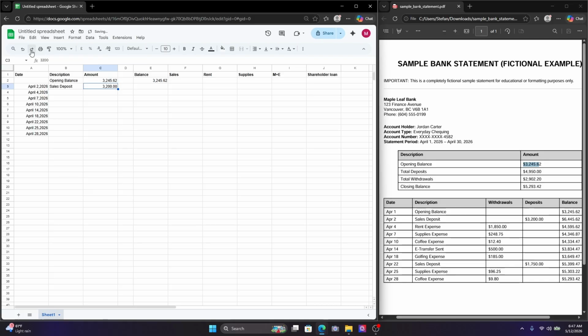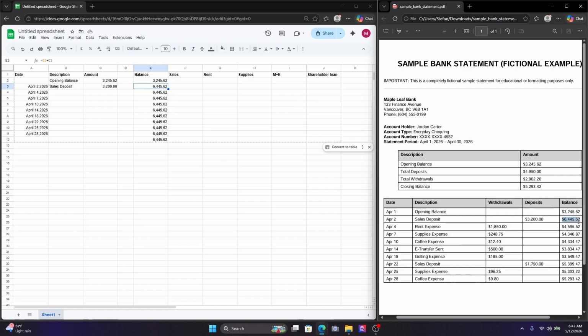Now what you do is create a function where you look at the above function and add this amount. You take the above number plus this number, and all you're going to do is drag it down. When you drag it down, all your balances will fill in, and you can take a quick look and compare it to the balance here. You can see it's 6,445.62. So things are looking good.